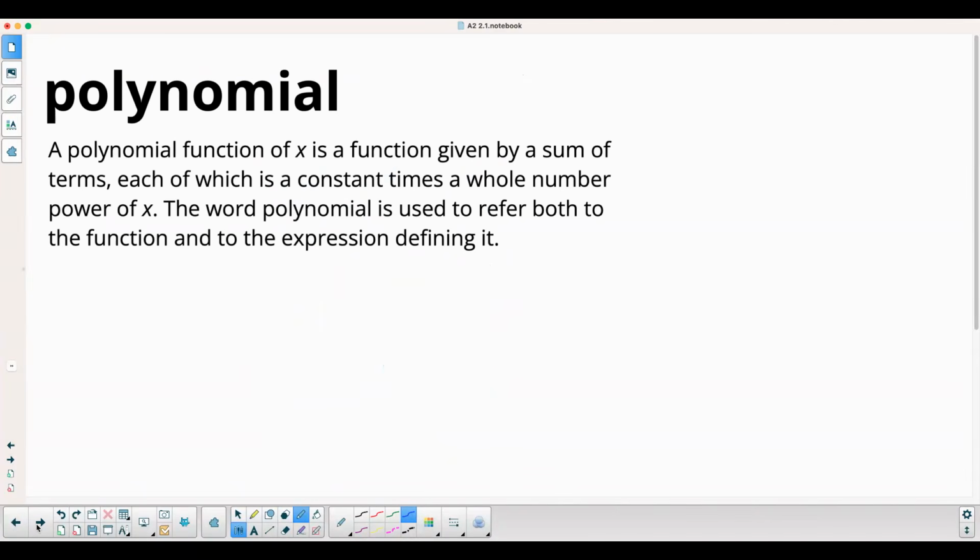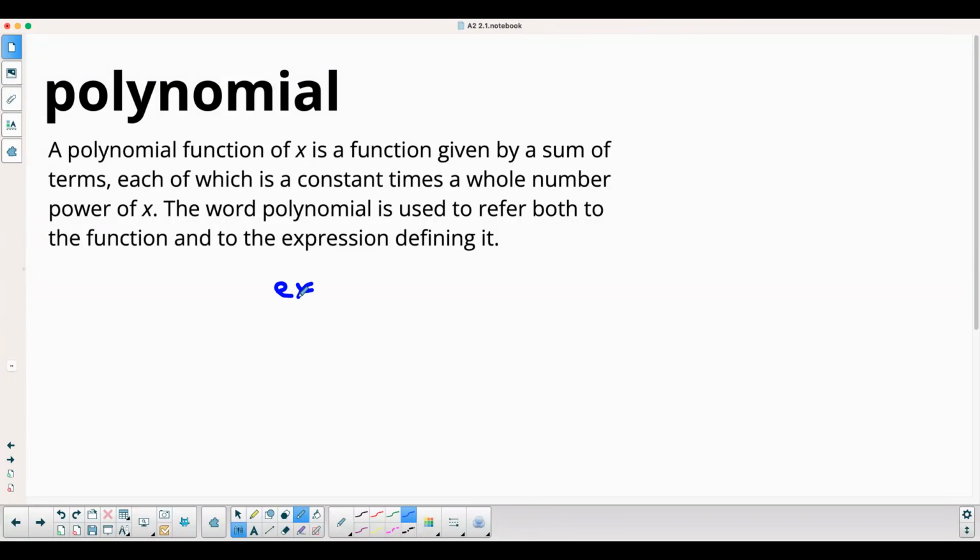So first of all, what is a polynomial? It's part of our learning goal. A polynomial function of x is a function given by a sum of terms, each of which is a constant times a whole number power of x. The word polynomial is used to refer both to the function and to the expression defining it.